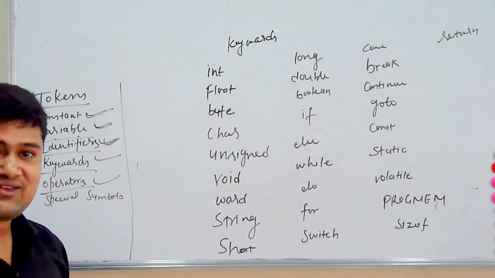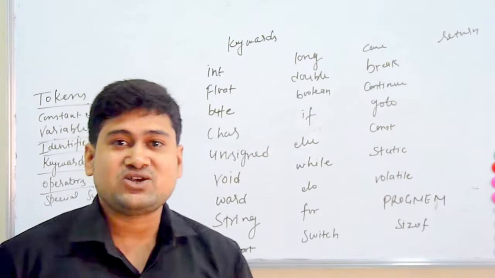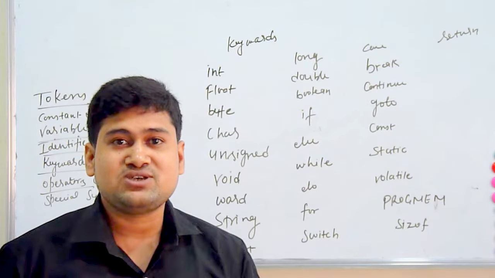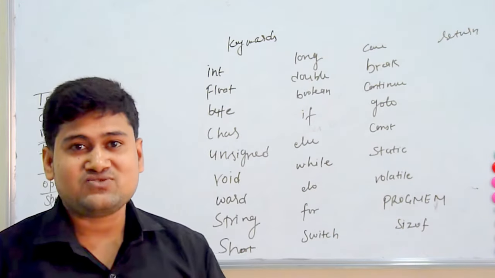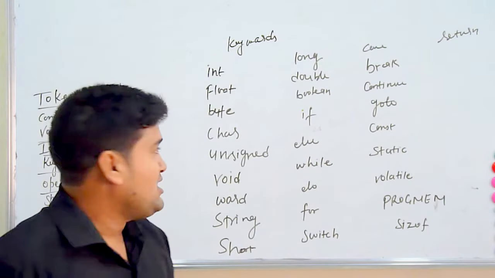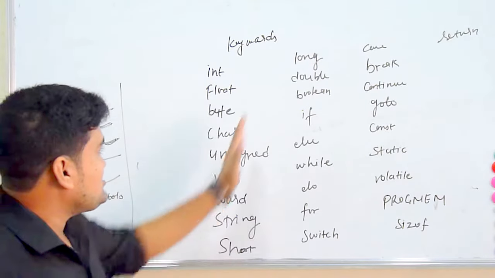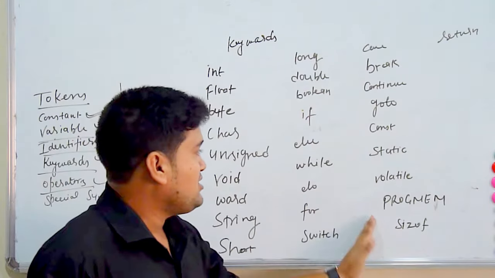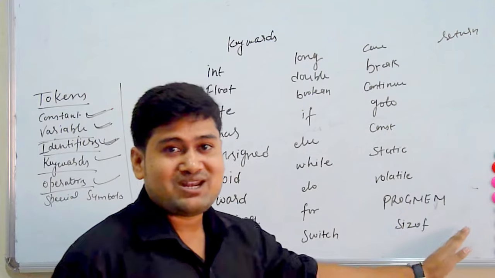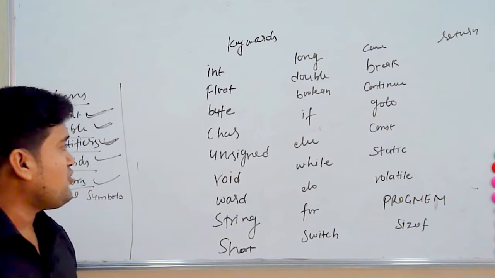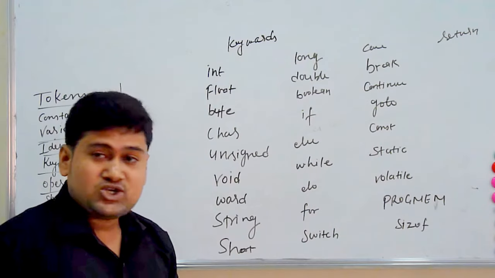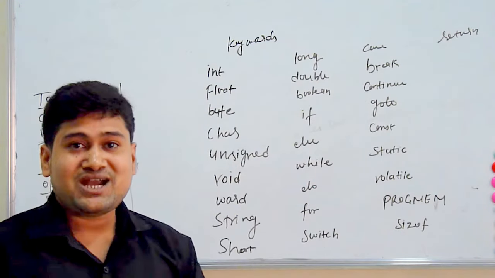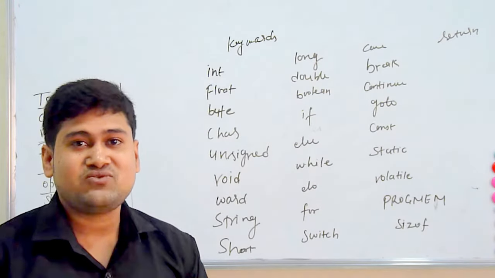Now the keywords. What are the keywords? Keywords are the fixed words. Keywords are the reserved words in the programming language, which are given by the programming language. We cannot make any changes in the programming language. We have to write them as they are. Here are some keywords we have written on the board that are given by the Arduino programming language. These keywords are int, float, byte, char, unsigned, void, word, string, short, etc. So these are the fixed words. These are the reserved words in the programming language.